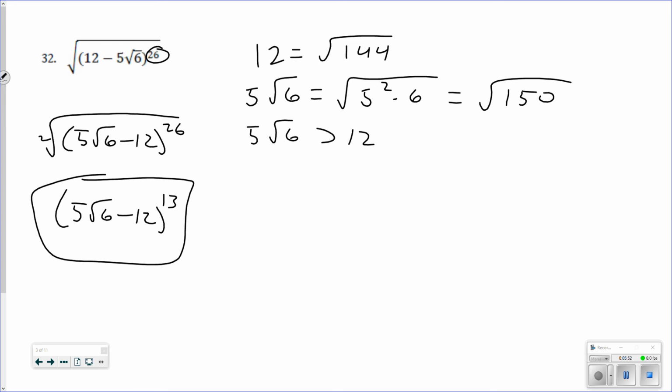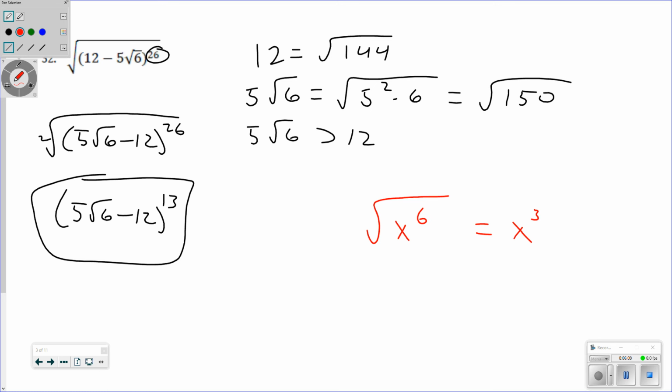So if you have an even exponent, let's say we started with the square root of x to the 6th. Well, if you reduce that, that's just x to the 3rd, right? Well, how does it work if you plug in negative 1? It's not the same. If you put an absolute value around it, now it's the same.